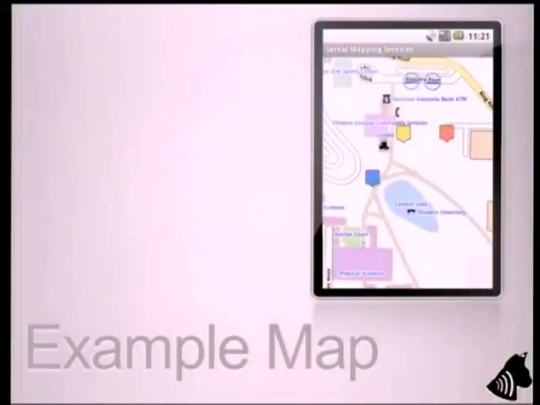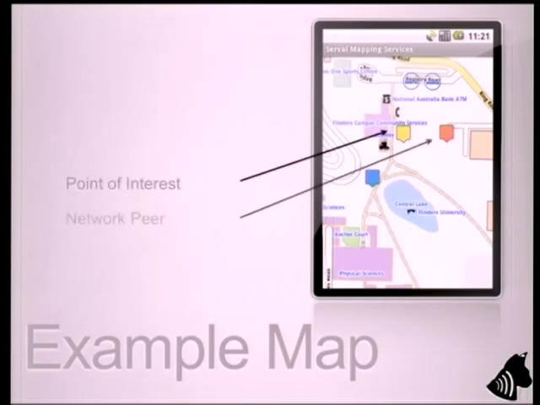So let's have a look at an example screenshot here. This was some testing back home in Flinders University. So there's a point of interest. They have a nice little yellow blob. There's someone else with another phone. They show up in red, and yourself shows up in blue.